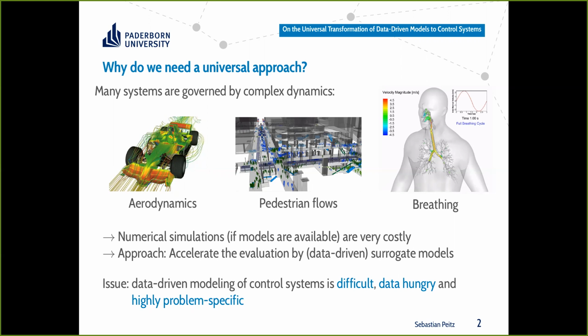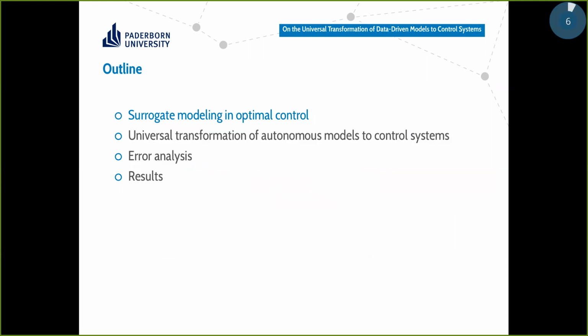This is what I would like to talk about today. But before I do so, I will give an introduction to surrogate modeling, and in particular surrogate modeling in optimal control. Then I will talk about our approach to get this into a more universal framework. By the way, this is joint work with Katharina Bika from our group in Paderborn. After I've introduced this universal transformation, I will talk about error analysis, how we can use our transformations to guarantee error bounds for the true optimization problem, and then I will discuss results in the end.